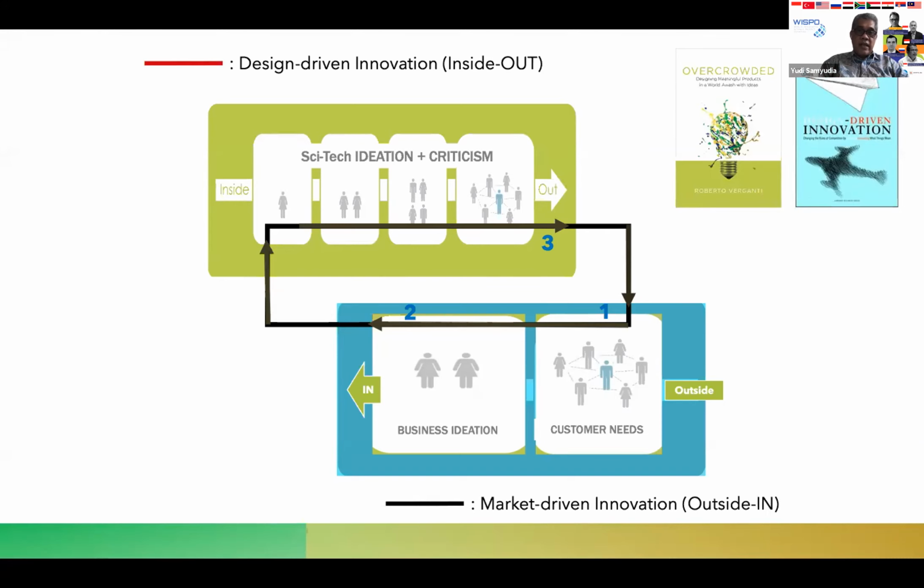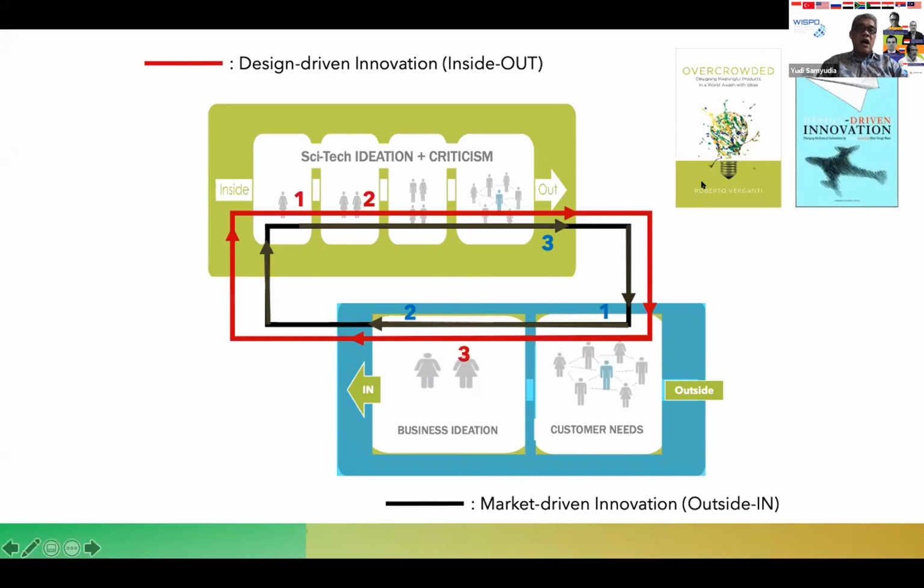On the other hand, the second type of innovation that we have is design-driven innovation. The approach is inside out. Someone who has some knowledge and also passion towards some product tries to make sense of things through their innovation, and then they need a partner to criticize their new idea. They develop this process all the way until they introduce the product to the market. So the process is inside out rather than outside in.